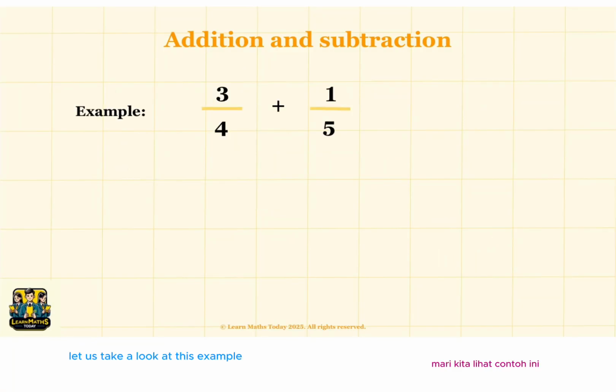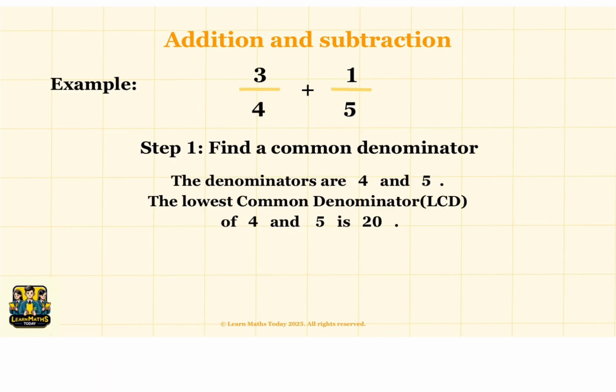Let us take a look at this example. Let us attempt to add 3 over 4 plus 1 over 5. The first step is to find the common denominators. The denominators are 4 and 5, and so the lowest common denominator, also known as the LCD, is 20.